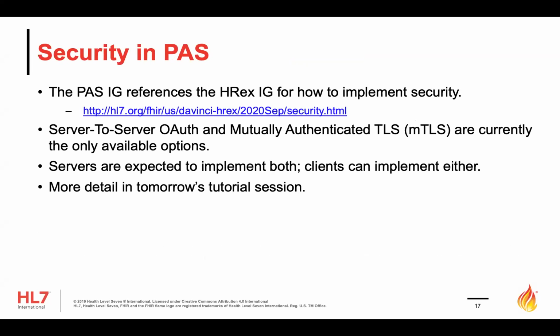So security in PAS: since there's a lot of personal health information going back and forth, the PAS IG references the HRex IG for how to implement security. There are two currently available ways to do this, one of which is server-to-server OAuth, and a second is mutually authenticated TLS. The expectation is that the servers will implement both of them, and the clients can choose which one they want to use to talk to the server. We'll have a little bit more detail and depth on that tomorrow. Next slide.